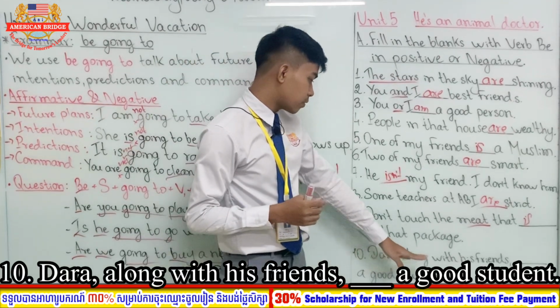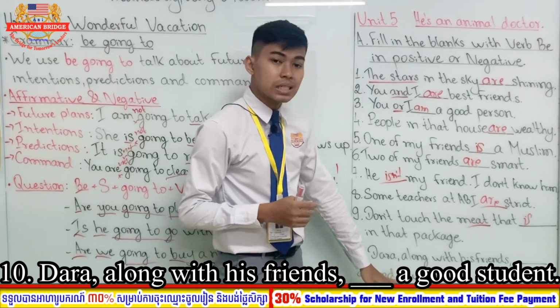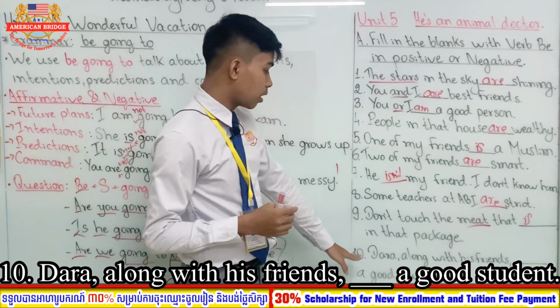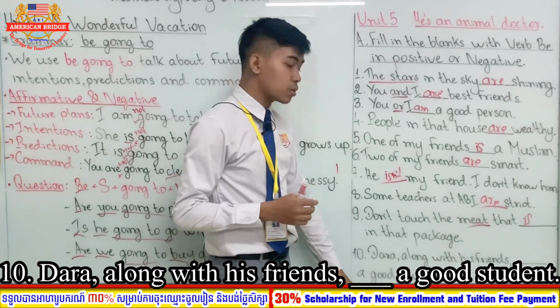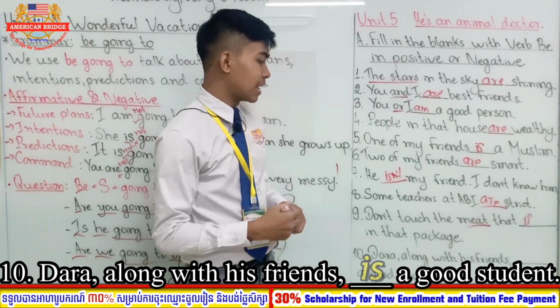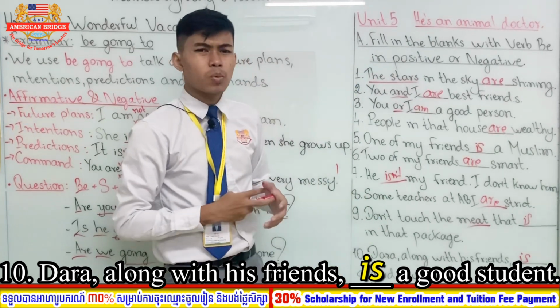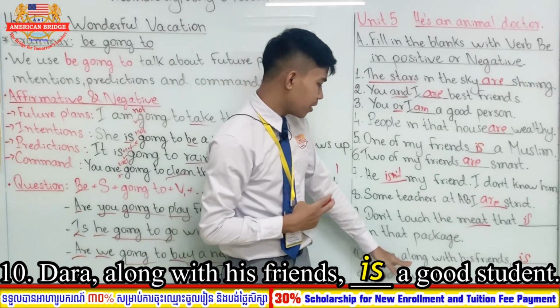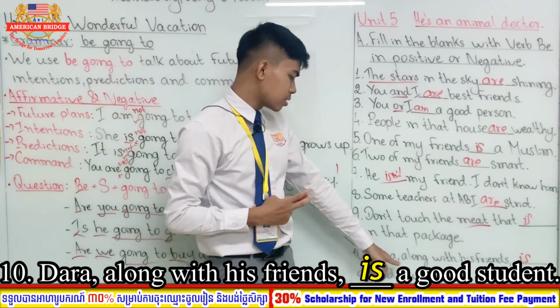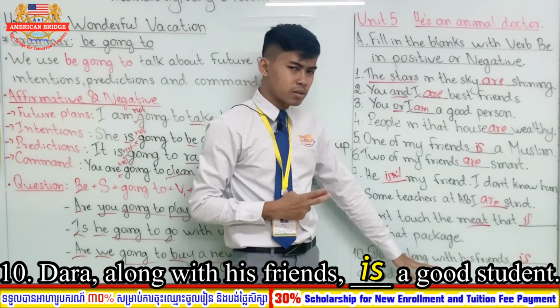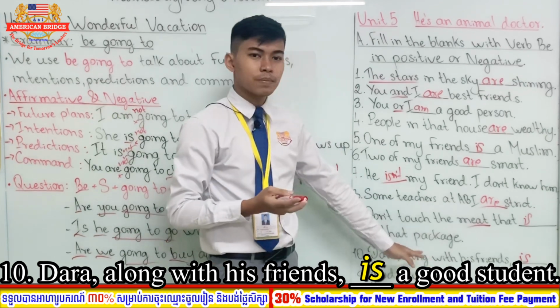Dara, along with his friends, blah blah blah a good student. So what is your answer? Dara, along with his friends, blah blah blah a good student. So the answer is. Some of you might want to ask, why is? Dara, along with his friends, is a good student. Because along with his friends, there are a lot of students, right? A lot of friends. Why is?